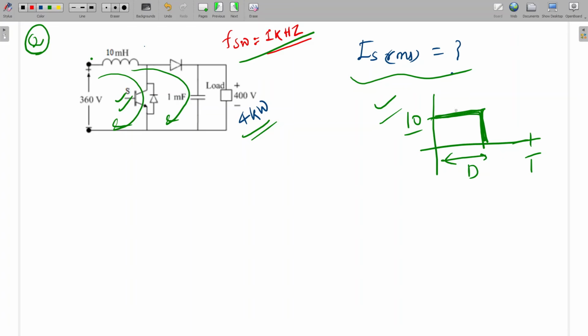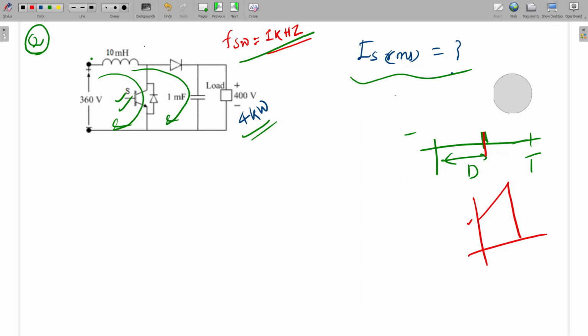But in the case where ripple is there, the source current will be like this. It will be a triangular kind of waveform. In that case, we have to calculate using the short tricks that I explained in the previous classes. So I'm going to do this one question.